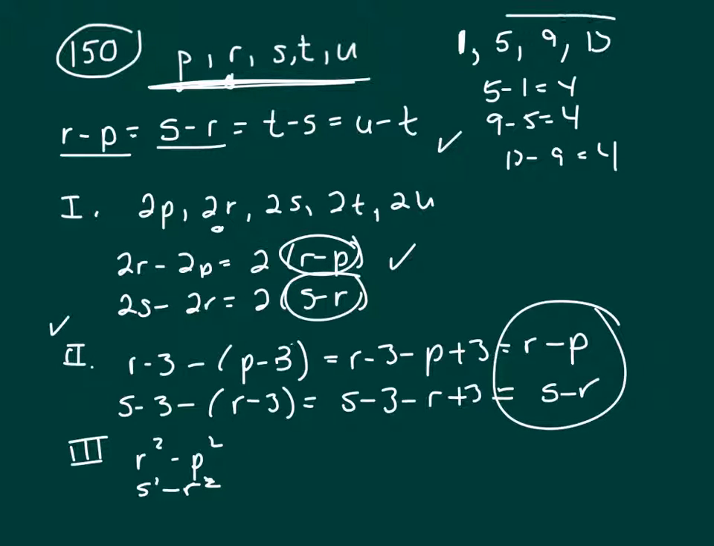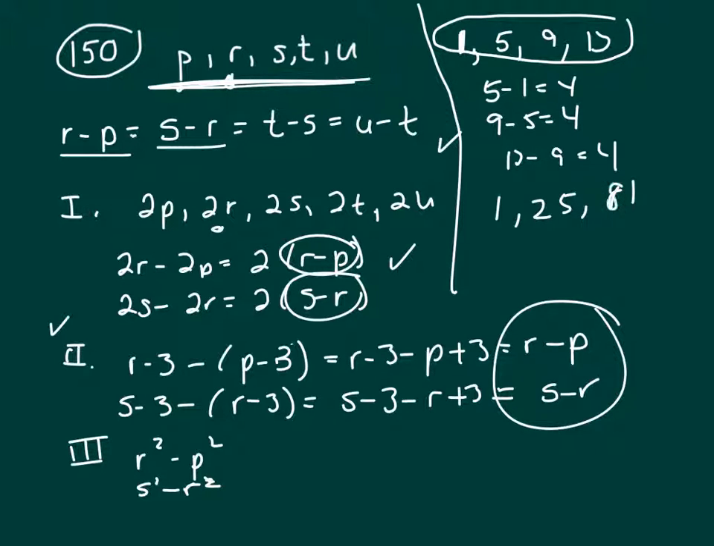If we go back and look at mine, if you square the first number, you get 1. You square the second one, you get 25. You square 9 and you get 81. Well, your difference here is 24. And your difference here is not 24, so that's not going to work. So 1 and 2 work. So your answer is D.